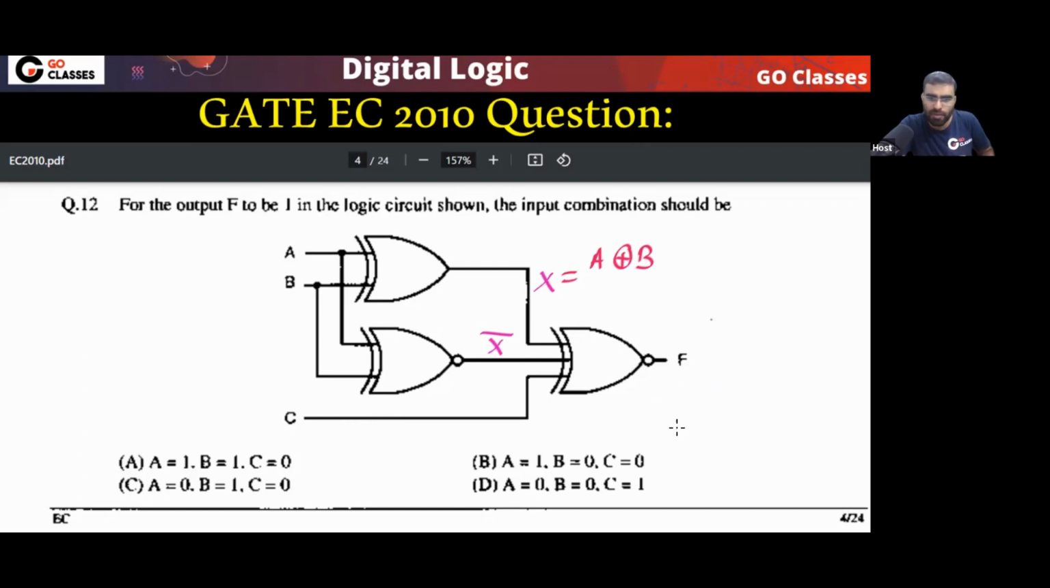Can anyone tell me what will be F? What will be the equation for F? Let me know. See this F, this is your 3-input XNOR gate. This is your XNOR 3 gate.